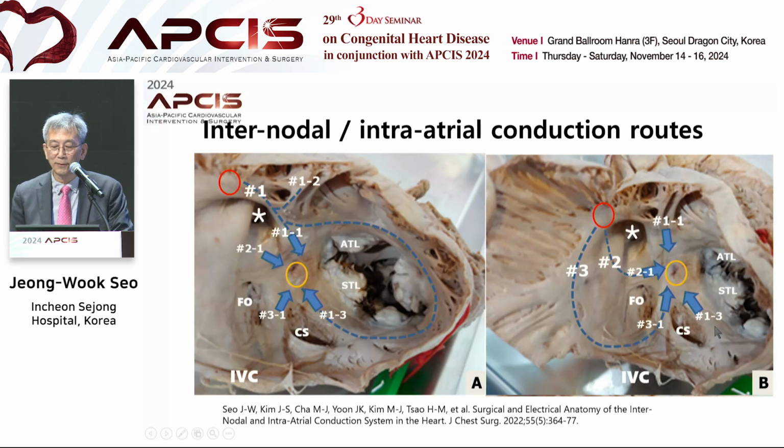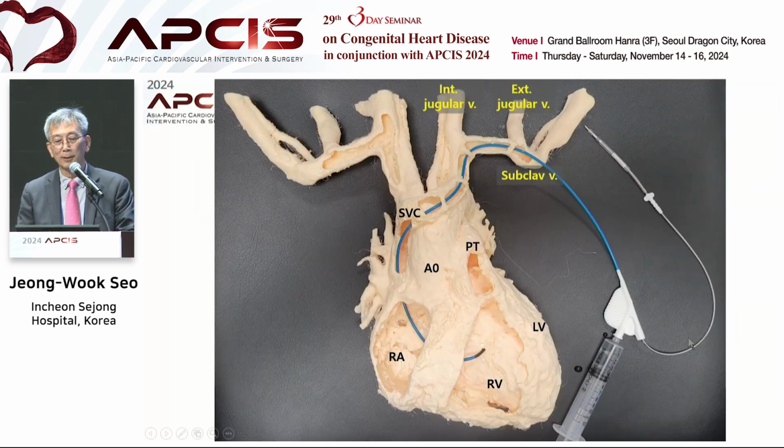So the cavo-tricuspid isthmus means that the cava is here, and the tricuspid is here. So we are cutting these two pathways to block unnecessary macro-reentry circuits. Now I'd like to move to conduction system pacing.